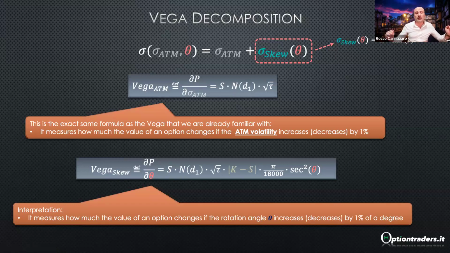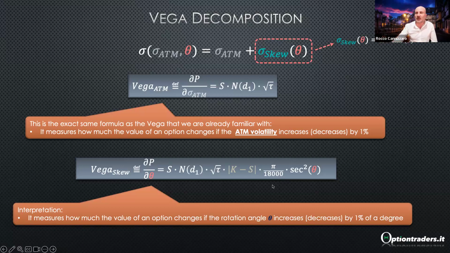So the entire volatility curve shifts up or shifts down by 1%. With this measure, we are essentially trying to find out how much the price of the option will change if there is a rotation, if the skew moves by 1% of a degree. And that's why you have this pi over 18,000, because it's basically a conversion from radians to degrees, and then there's an extra 100, which is basically to measure 1% of a degree.